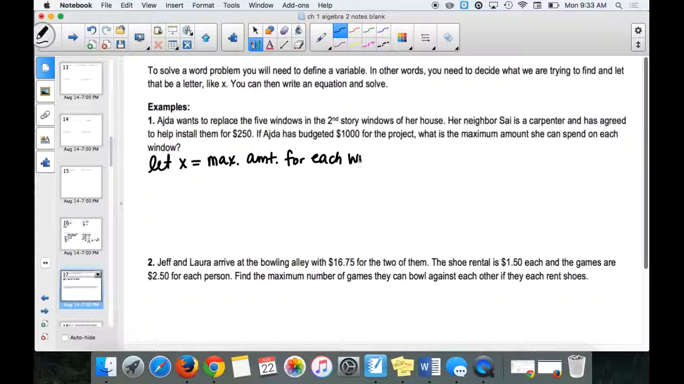All right, so I'm kind of abbreviating there. So maximum amount is what that means. So maximum amount. All right, so she has 5 windows. She is doing a set fee of $250. So like the labor is $250. And we have a total of $1,000.